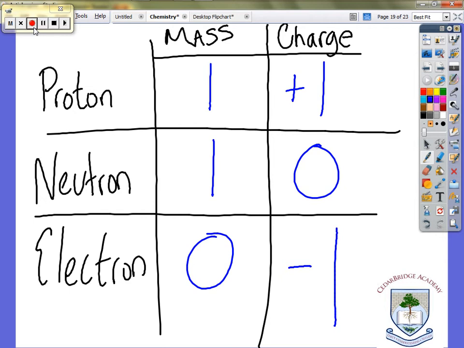A neutron will have the exact same mass as a proton of 1. Electrons have a very small mass, but it's so small that we don't even count it, so it's 0.